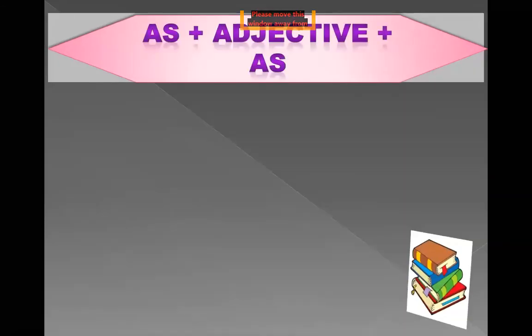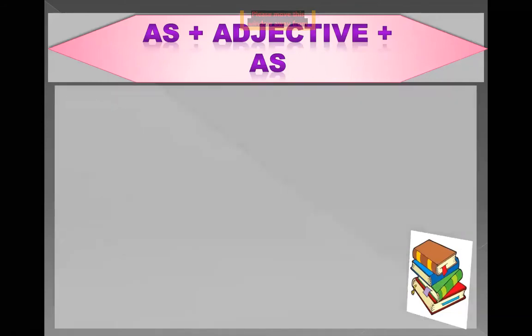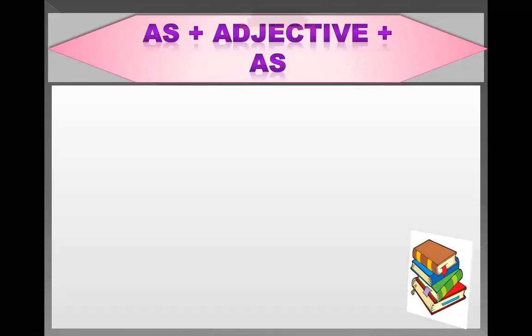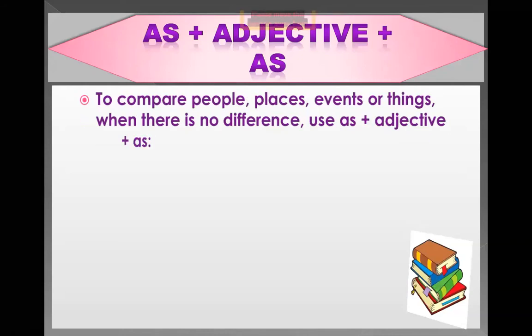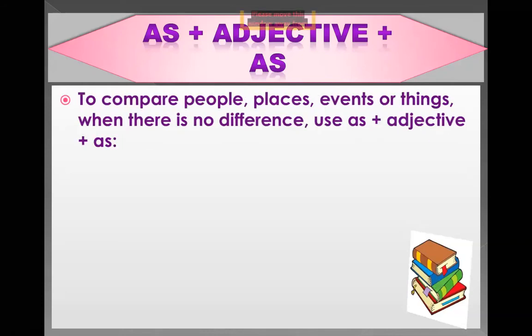Okay, let's go to as plus adjective plus as. We can use as plus adjective plus as to express two things which are equal, which are the same, to compare people or places or events or things when there is no difference. Use as plus adjective plus as. Remember, bare adjective. Bare adjective means without er or est, without more or most.